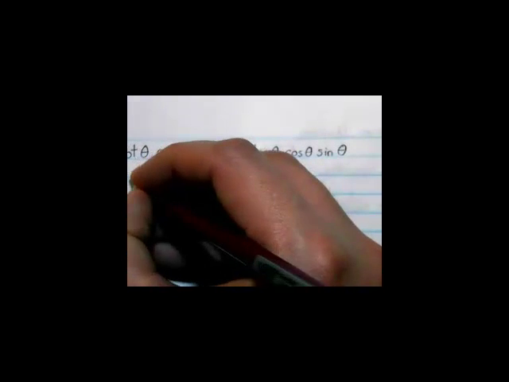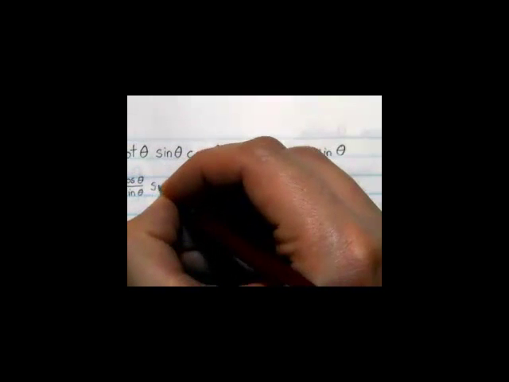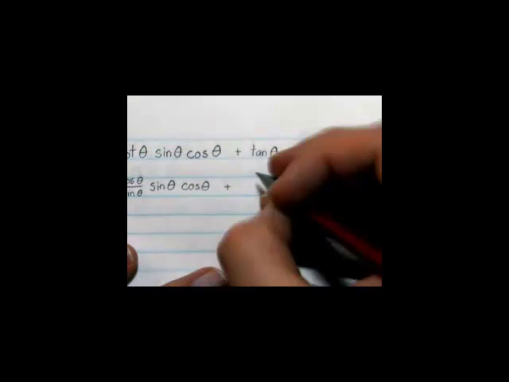What kind of identities am I going to use to do that? Quotient. Quotient. Yeah, not reciprocal this time, right? So cotangent, take a look at your quotient identities. What is cotangent? Cosine over sine. Okay. And then what's tangent? Sine over cosine, right?